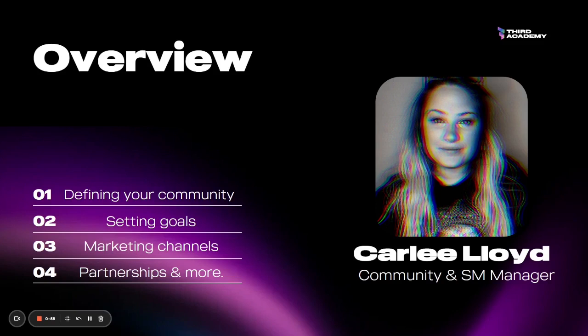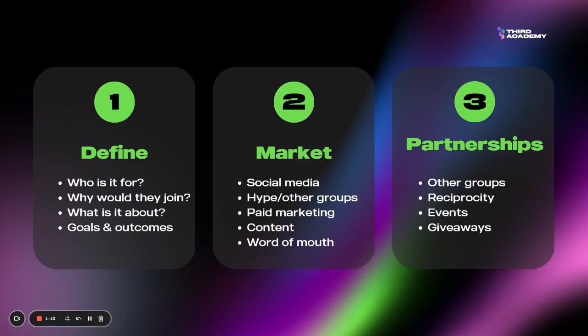Today we're going to be talking about defining your community, setting goals, how you market your community to bring people in, and how to acquire partnerships and what those partnerships might look like. So first is to define your community. Who is it for? Why would they join? That kind of thing. Then we're going to move into marketing, social media, hype, paid marketing, all that stuff. And then third is partnerships. How do you get those partnerships? What do they look like? And some added tips for you and some ideas that you might want to try.